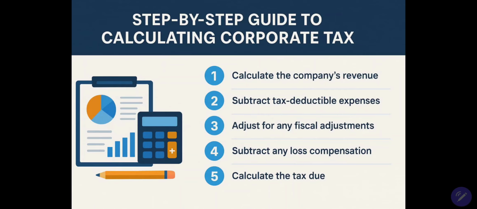Calculate revenue. For example, you have a company and you get revenue in 1 year. The total revenue, for example, $500,000. This is the total revenue of your company in 1 year. Okay, next. Subtract tax deductible expenses.